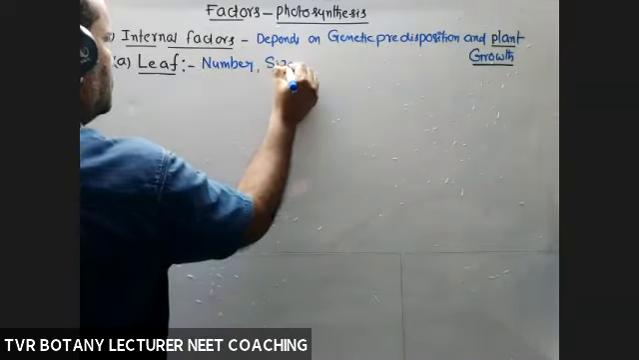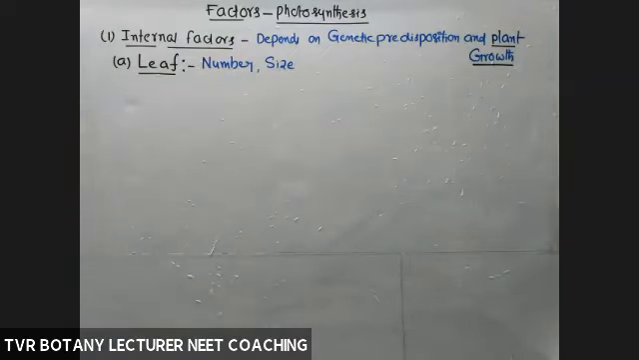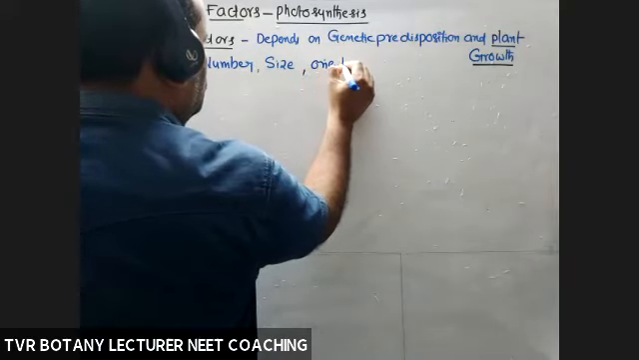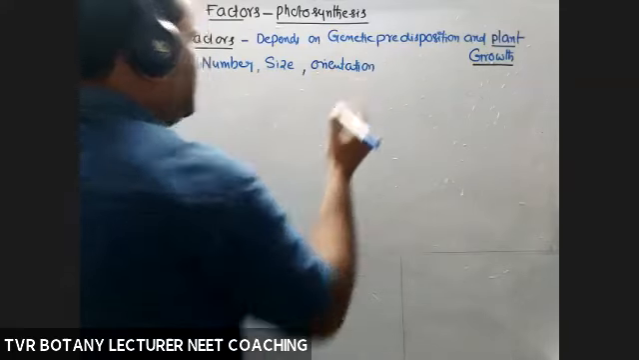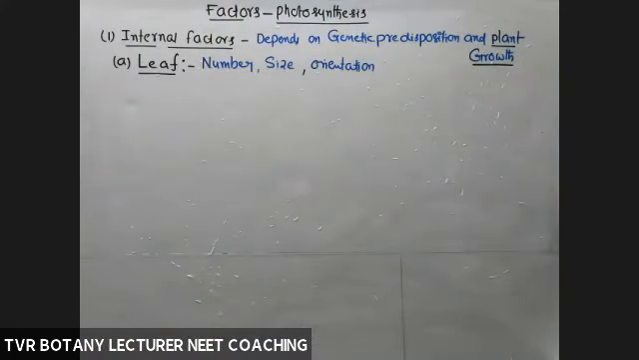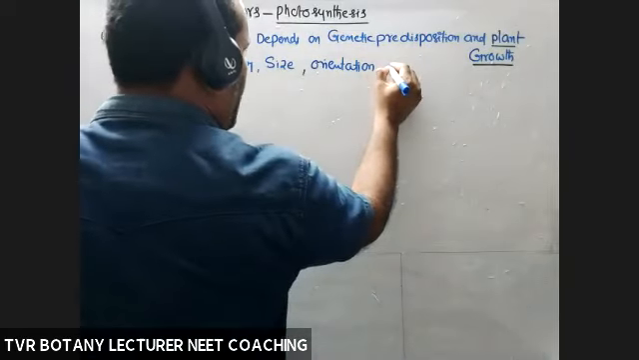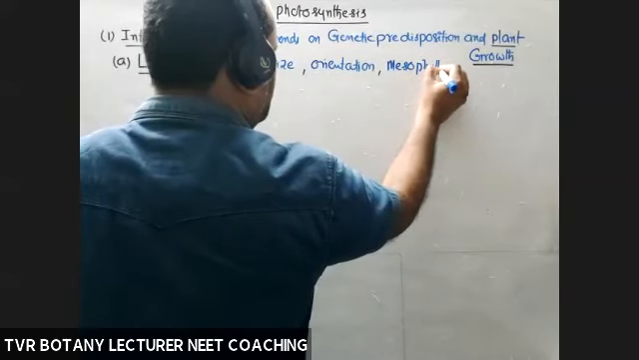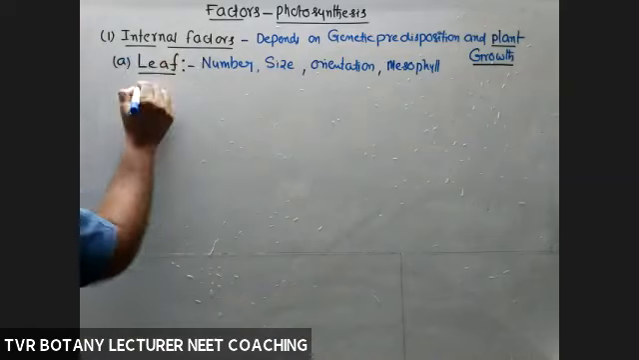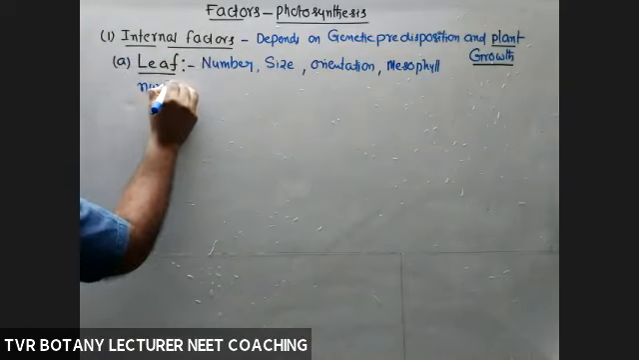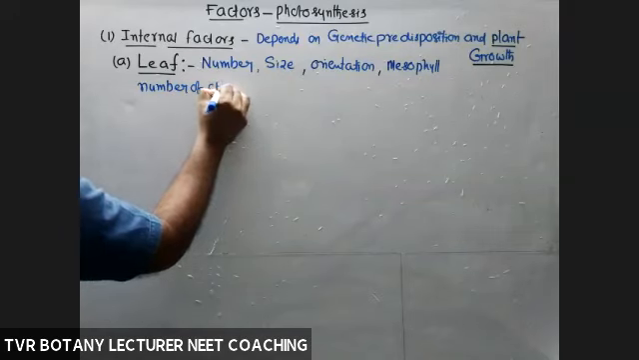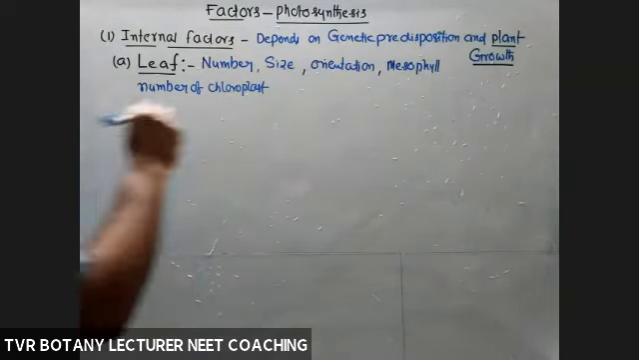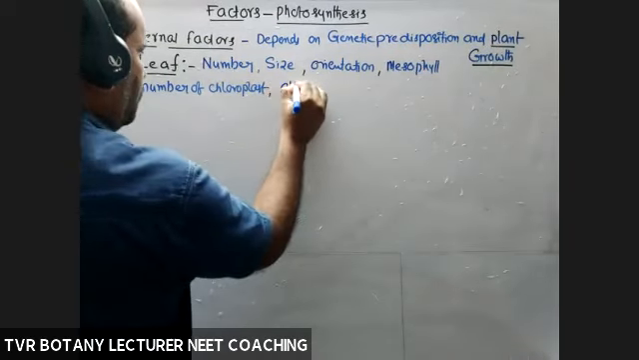size, means surface area, number, size, orientation, arrangement of leaf. Next, quantity or amount of mesophyll cells, and in that leaf, number of chloroplasts, and inside the chloroplast, quantity of chlorophyll.